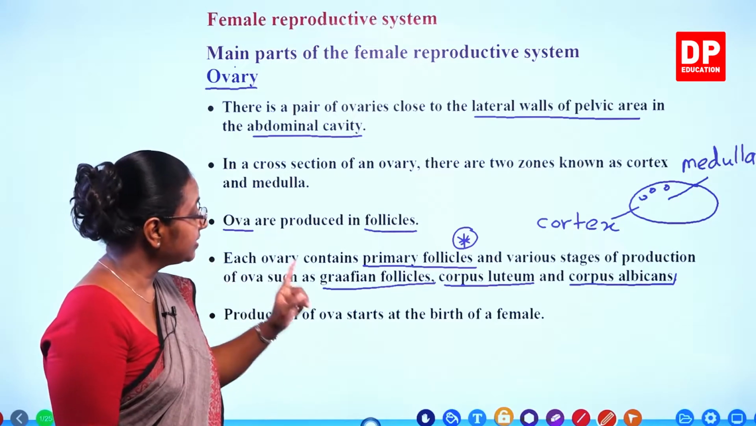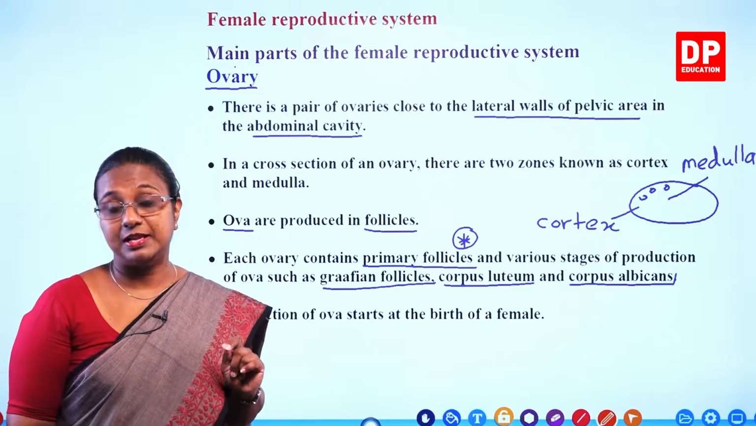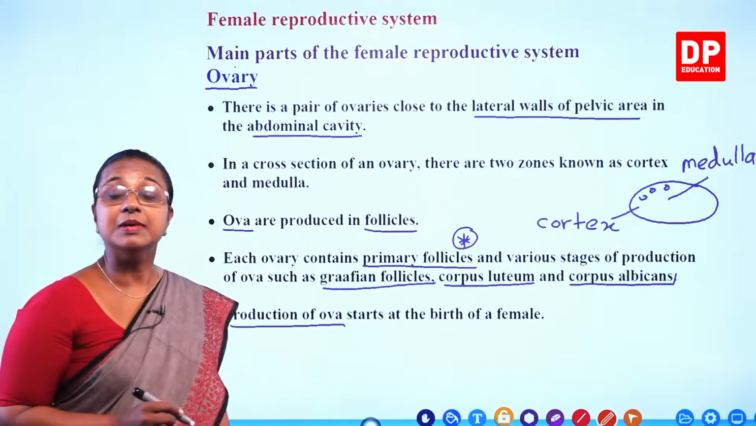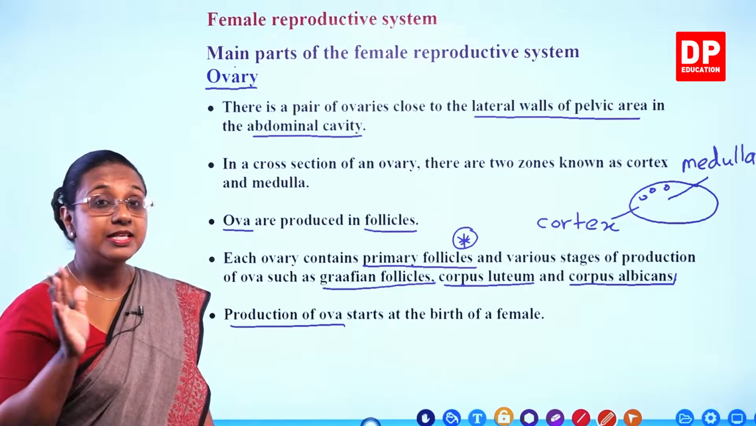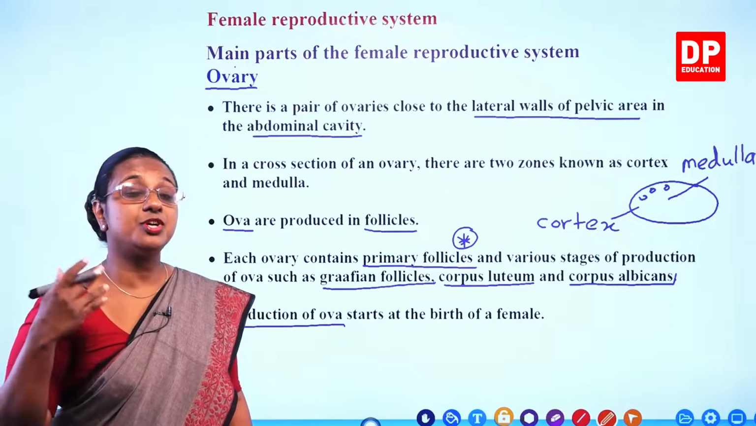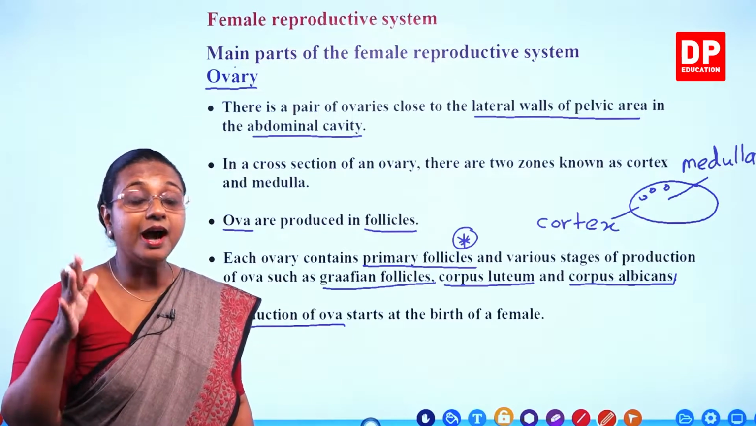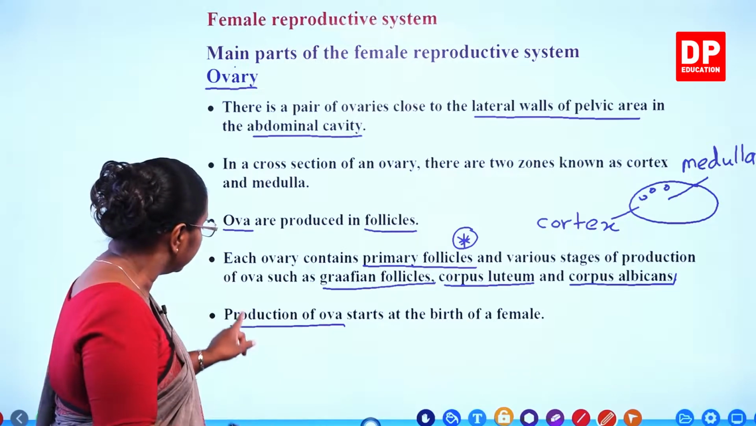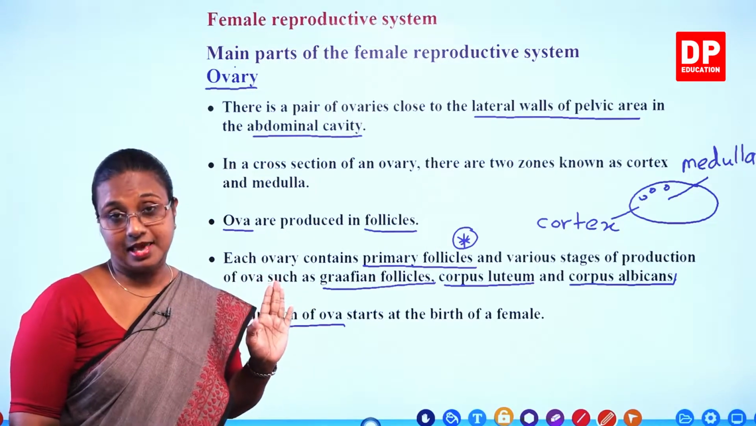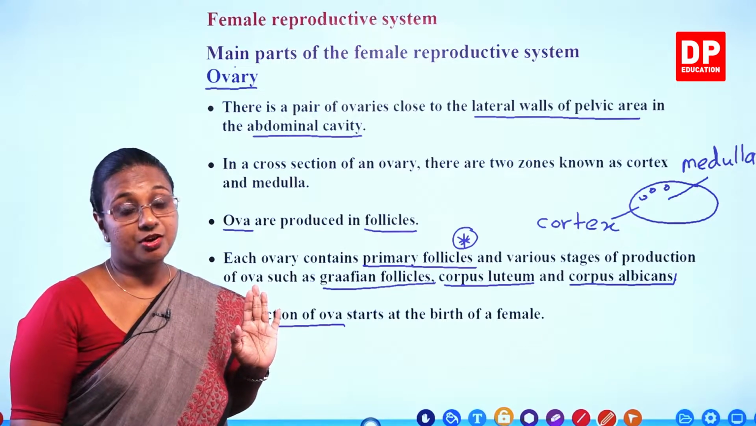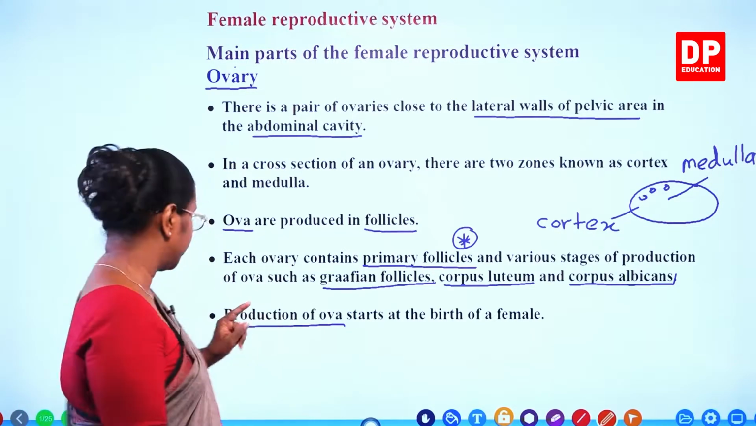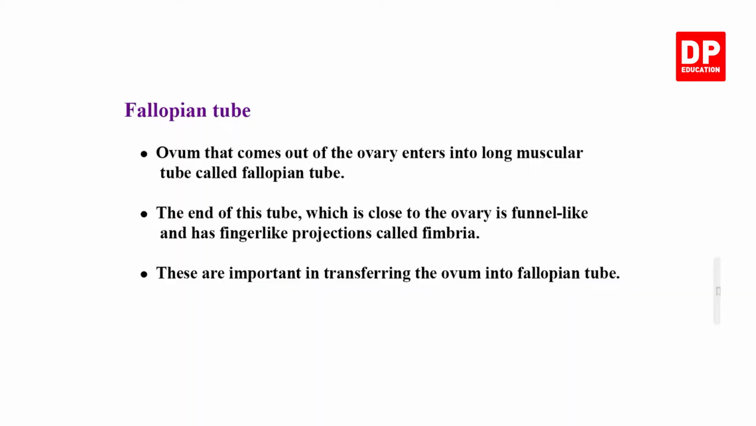Production of ova starts at the birth of a female. I told you all this. Production of ova starts at the birth of the female itself. This is different from males. But the menstrual cycle and all the processes occur after adolescence. The production of ova starts early because the primary follicles are already there. Is that clear to you all, students? With that, I will move on to the next structure, the fallopian tube.